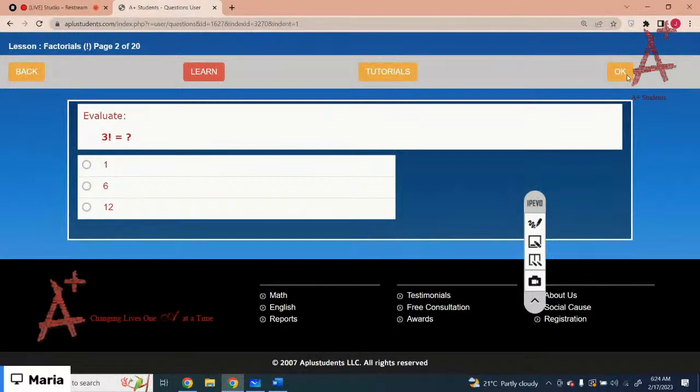3 factorial is 3 times 2 times 1. So 3 times 2 is 6. So the correct option is 6.